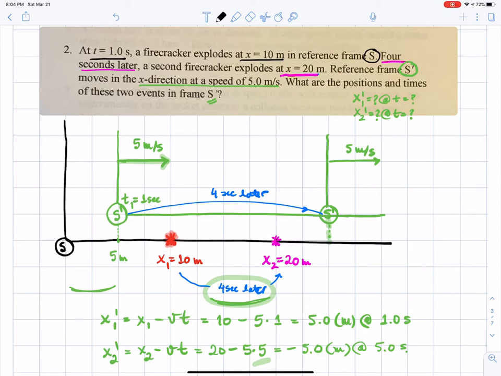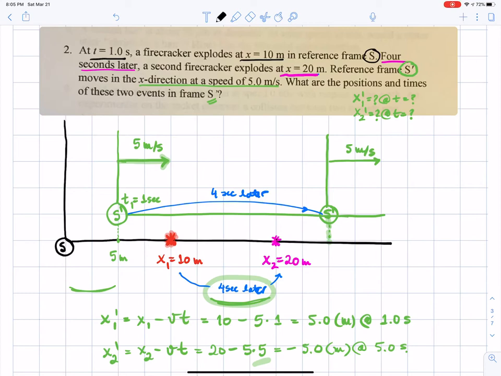Now reference S prime moves in the x direction at a speed of 5 meters per second, meaning that if you take an imaginary picture at t equals 0, my original time, then S prime happens to be 5 meters away because it's moving at 5 meters per second. So in system of reference 1, t1 is 1 second, the velocity is 5 meters per second.